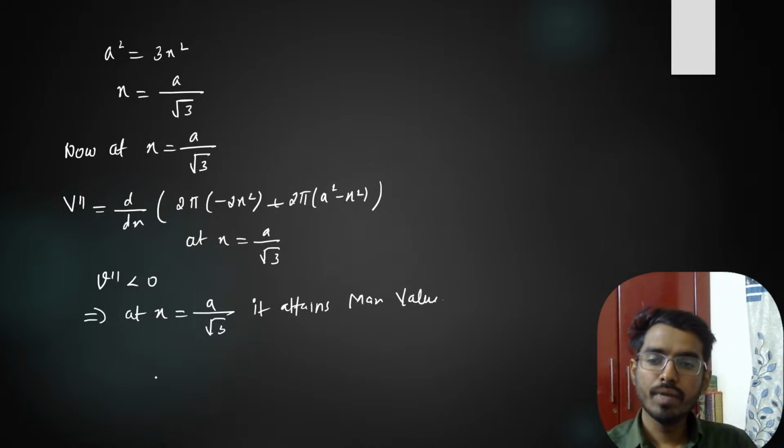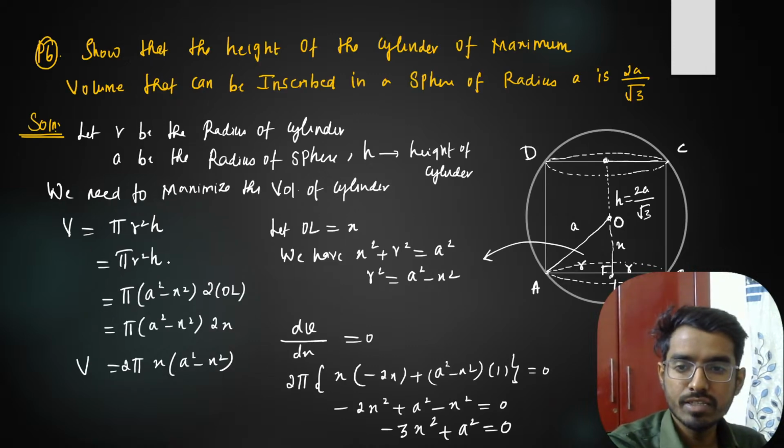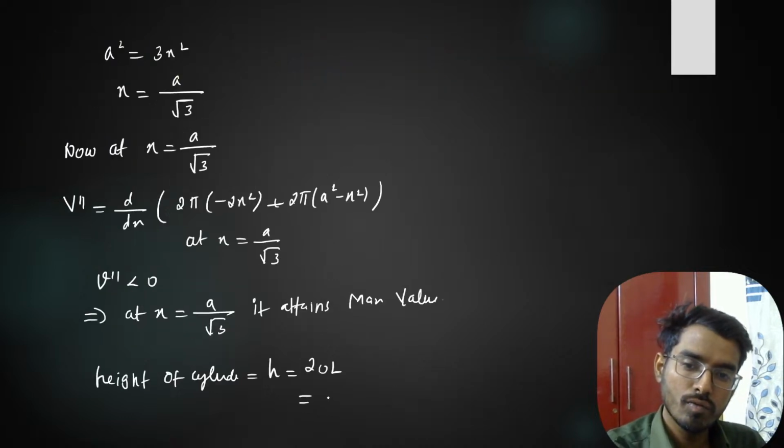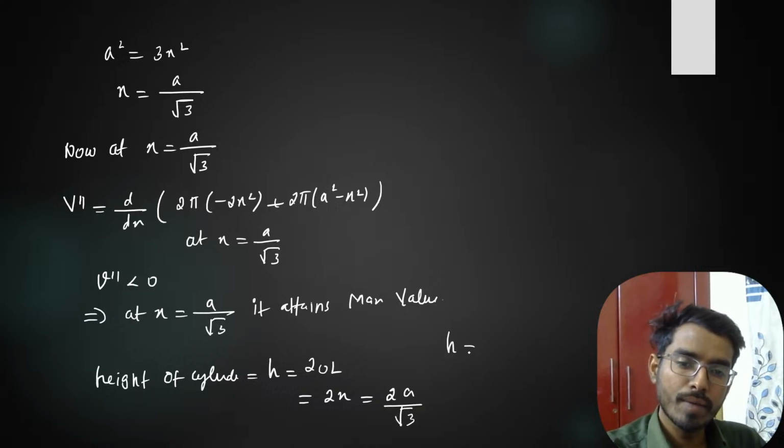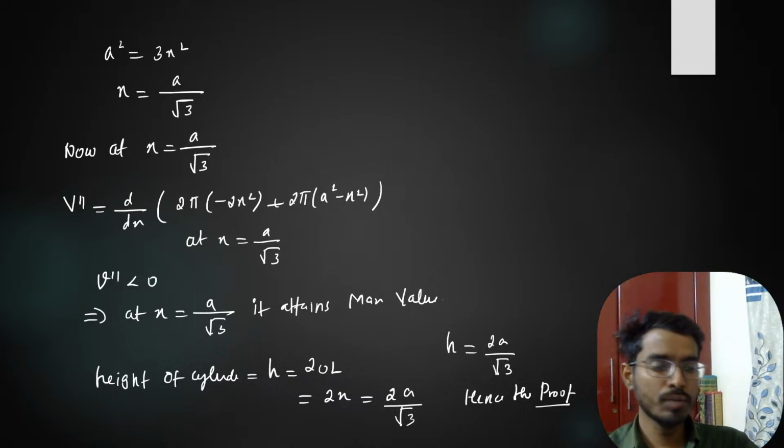right? So that means height, what is the height of the cylinder? It is h. What is h? H is 2 times of OL, right? What is OL? OL is x. What is x? A by root 3. So the cylinder will have a maximum volume when h is A by root 3. Hence the proof, right? Again, very interesting problem.